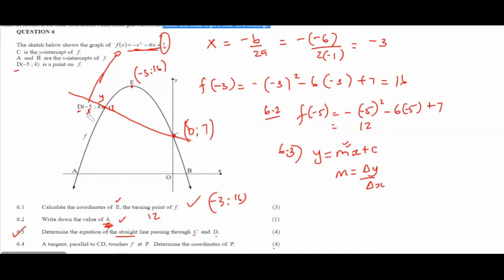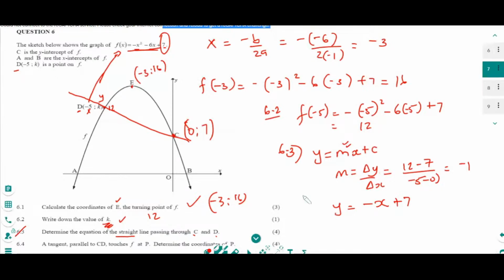So we have this as -5, 12, 0, and 7. So our change in y will be 12 minus 7 over -5 minus 0. And then I'll end up with a -1. So my equation is just going to be -x plus 7. That becomes the equation of my line CD.